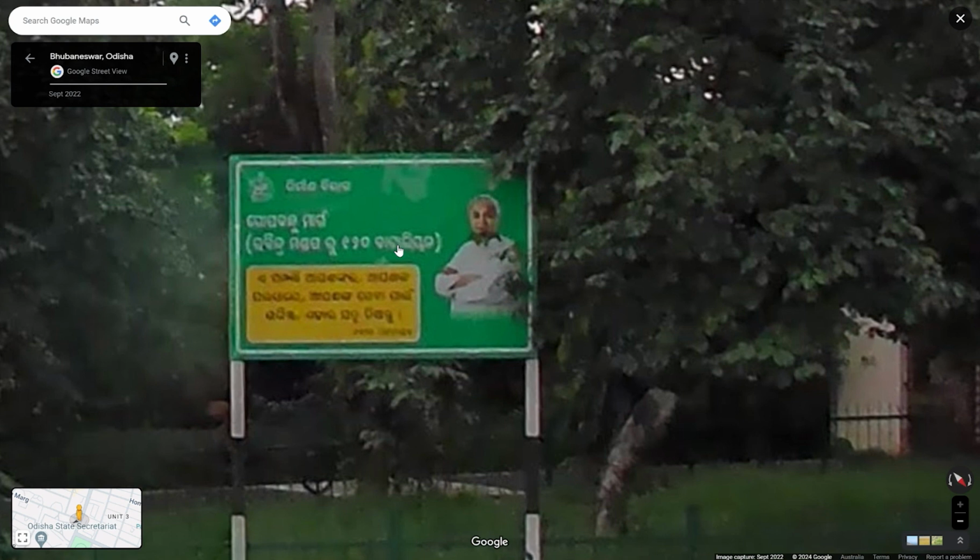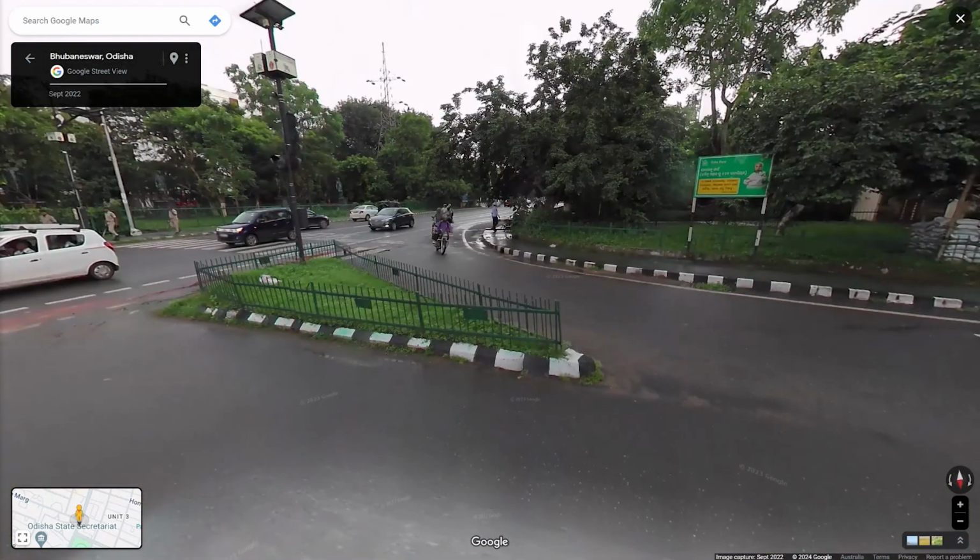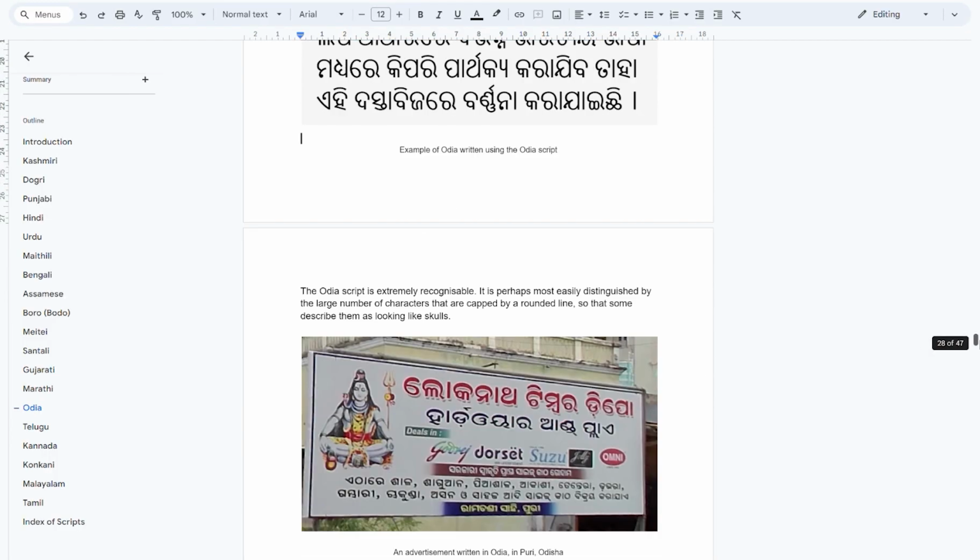This sign is written in Odia. It's good to click around some of the coverage as well, because often in the coverage with the Google camera quality being really bad, it can be quite difficult to distinguish between the languages because the quality is so low. So it's really good to get some practice in at distinguishing them and be able to tell at a glance, oh yes, that's Odia.